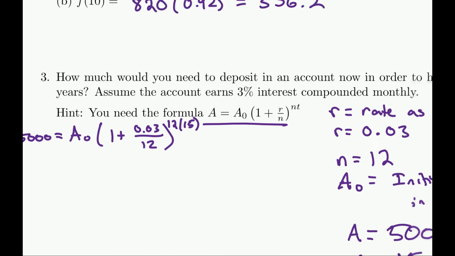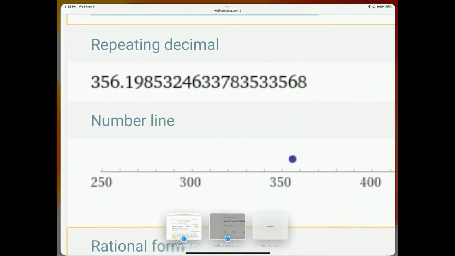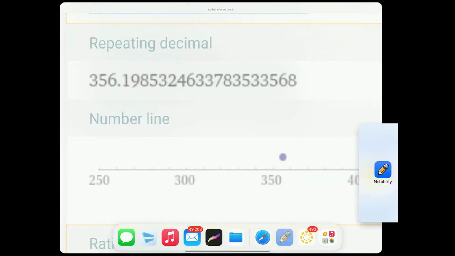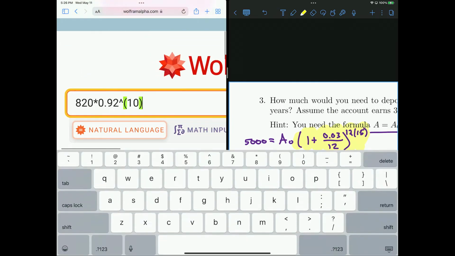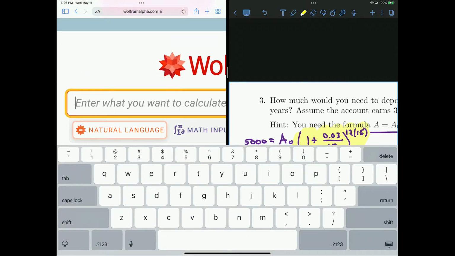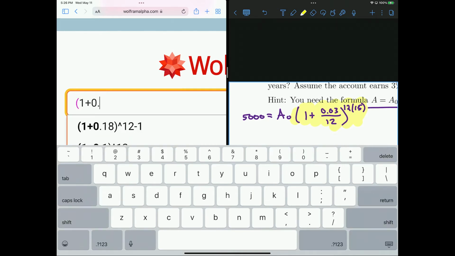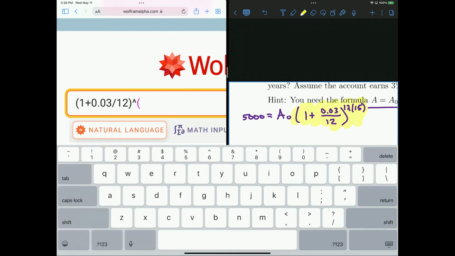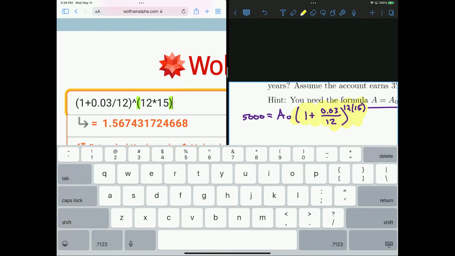Okay, so what we need to do now is basically this part right here. We need to evaluate that. So we'll just do that in Wolfram Alpha. You could use a calculator, of course. Let me just do this so we can type it in and see it at the same time. So the part that I highlighted is all I'm going to type in. So I've got parentheses 1 plus 0.03 divided by 12, close parentheses, and then the exponent is open parentheses, 12 times 15, close parentheses.